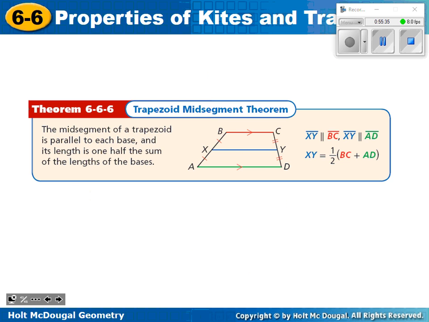So that's called your trapezoid midsegment theorem, and it's very similar to your triangle midsegment theorem. The midsegment, there's only going to be one of them, will be parallel to each base, and it will be half the sum of the bases. That's the only difference. You've got to add the bases together and then take a half. Are we good with that?